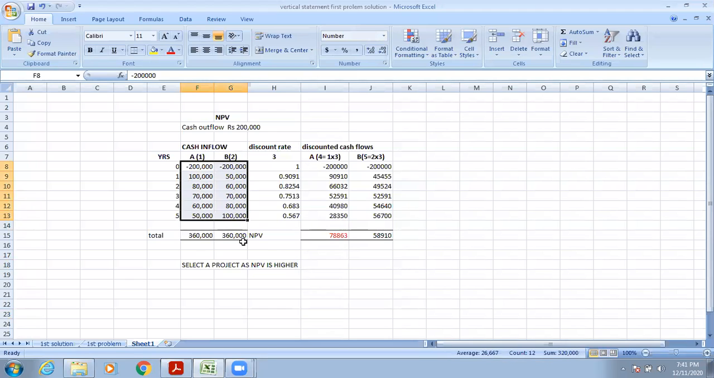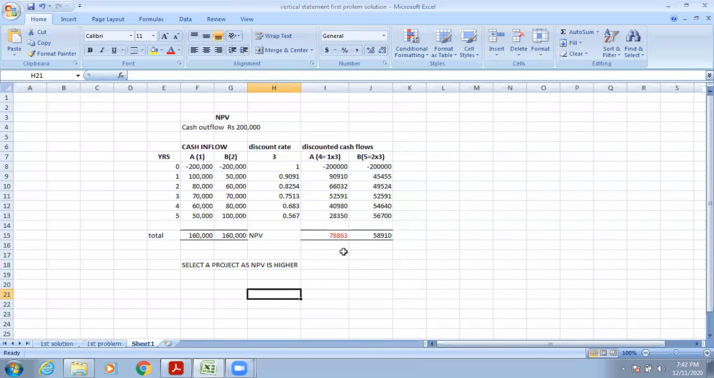The total is 3,60,000 only. Here also A has 3,60,000. What you say, inflow, and in this case also it is 3,60,000, right? After deducting this 2 lakhs, it may be 1,60,000, right? 1,60,000. But the same total, the same amount of money or profit, we are getting on both A and B projects. But if you further calculate the discount, or after applying this discounting factor, you will come to know that this project A has a higher net present value.